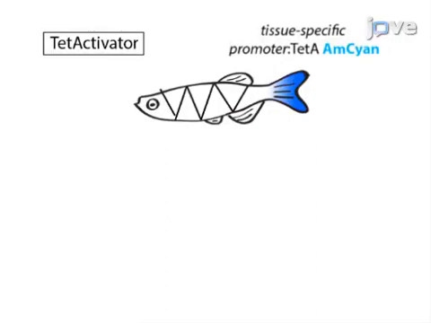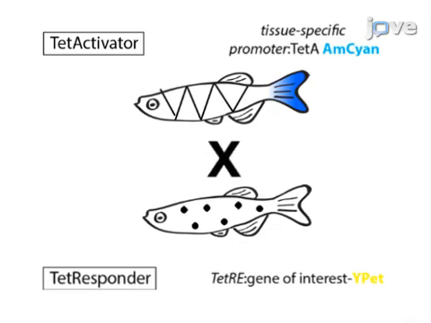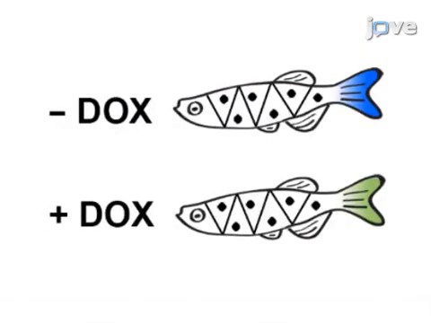the tissue of interest, and TET responder lines that contain a YPET tagged gene of interest under control of TET-responsive elements. Next, specific combinations of TET activator, TET responder double transgenic fish are established. Then, tissue-specific TET responder transgene expression is induced through administration of doxycycline.